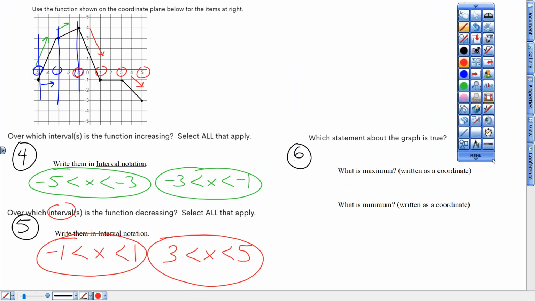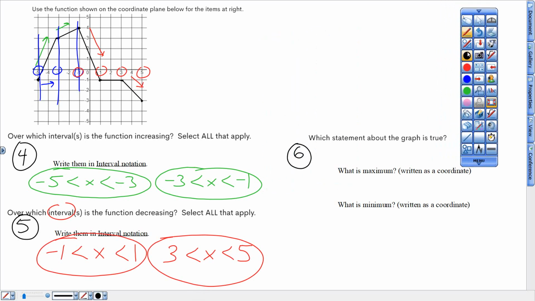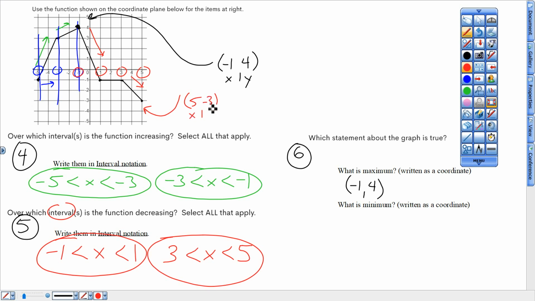All right, next is maximum, the very highest point. Right here is my maximum written as a coordinate. So that as an xy coordinate normal, left -1, up 4. That is the maximum right there, that highest data point. The lowest data point is right here. There's my minimum written as a coordinate. Right 5 for x, down 3 for y. That is my minimum. 5, -3, the minimum.